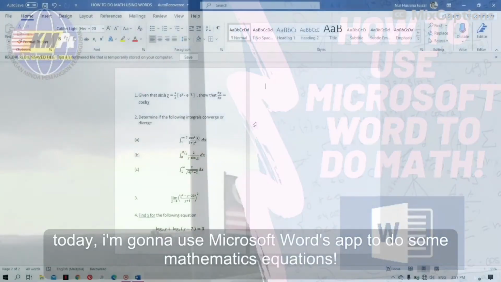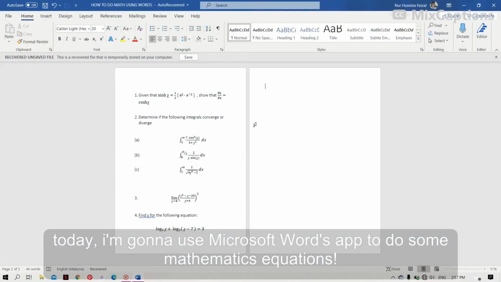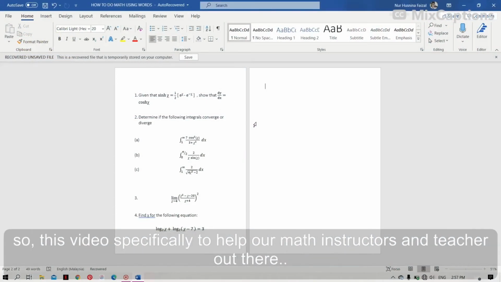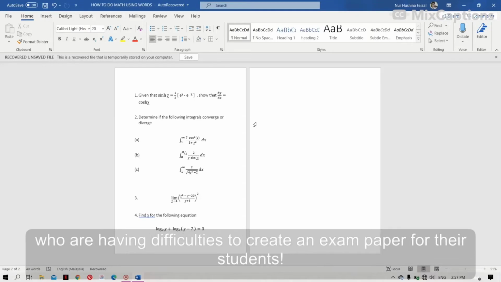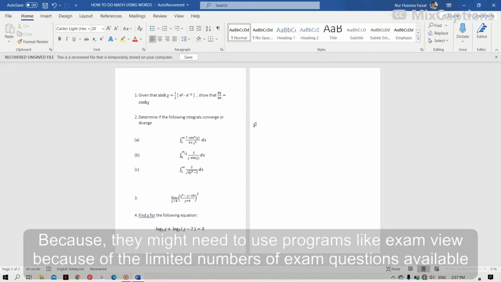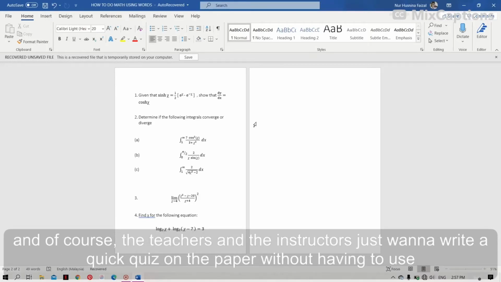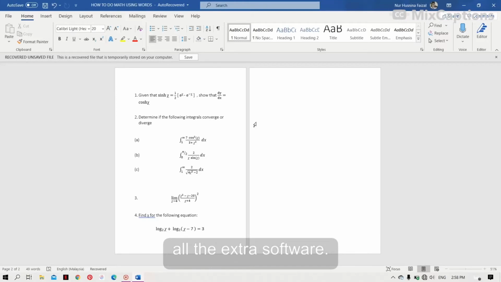Today I'm going to use the Microsoft Word app to do some mathematics equations. So this video is specifically to help our math instructors and teachers out there who are having difficulty creating exam papers for their students, because they might need to use programs like ExamView because of the limited number of exam questions available. And of course, the teachers and instructors just want to write a quick quiz on the paper without having to use all the extra software.